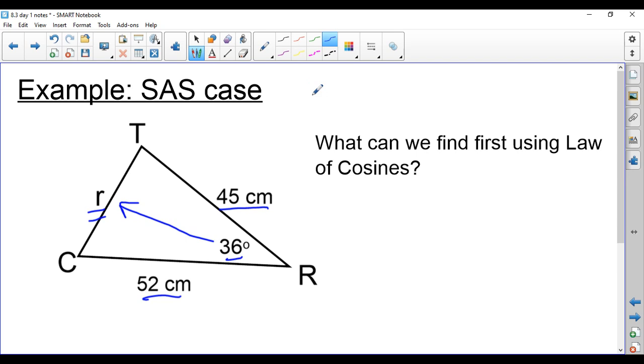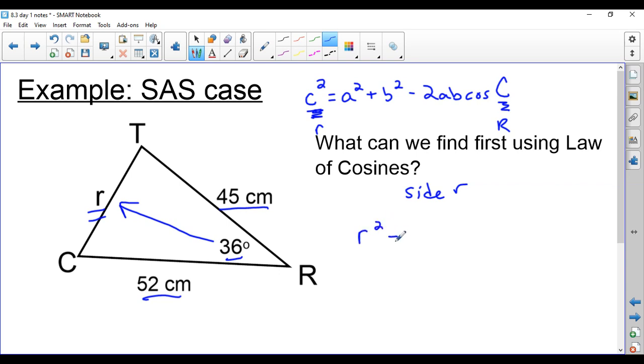So again, law of cosines says C squared equals A squared plus B squared minus 2AB cosine C. In this case, this side and angle are going to be side R and angle R. So we're going to find side R first. And to do that, we're going to plug in R squared equals, and then this A and B, it doesn't matter which one is which. You're just adding the two side lengths squared to each other. So I can write them in any order.